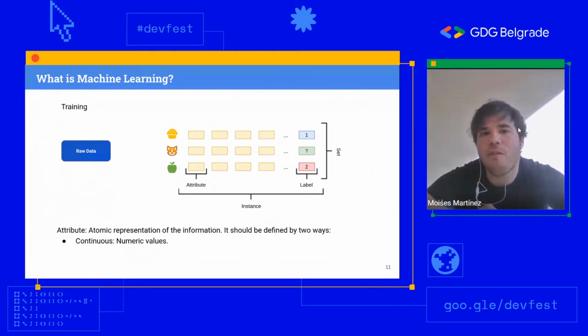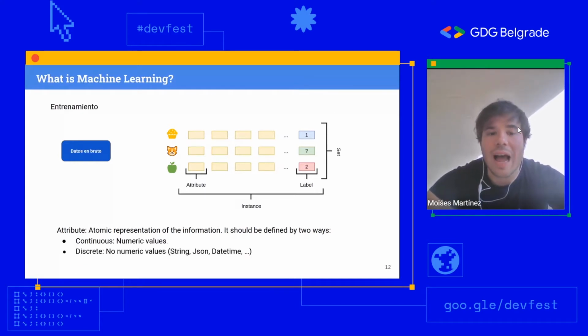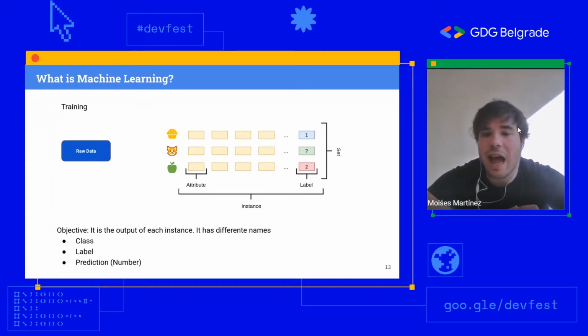And this attribute can be defined in two different ways. One is continuous attributes, which are numeric values, and the other is discrete attributes, which are not numeric values, for example a string, JSON, or anything that is not a number. And we have a special attribute that is the objective, the element that we know, the thing that we called the answer before. Depending on the algorithm or the information that you find on the internet or in a book, you can find different kinds of names.